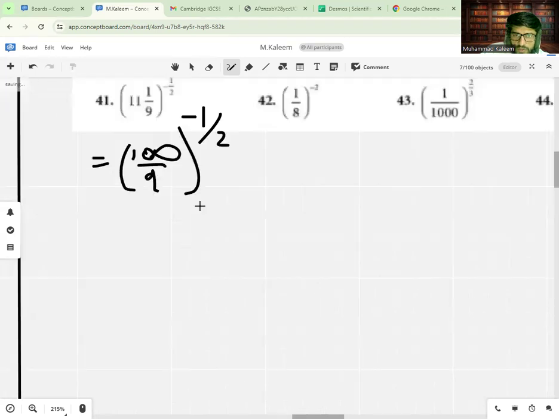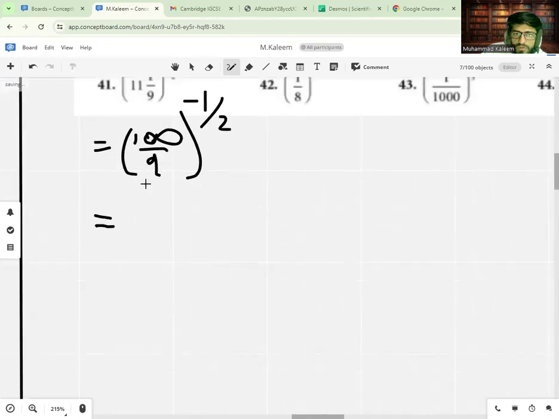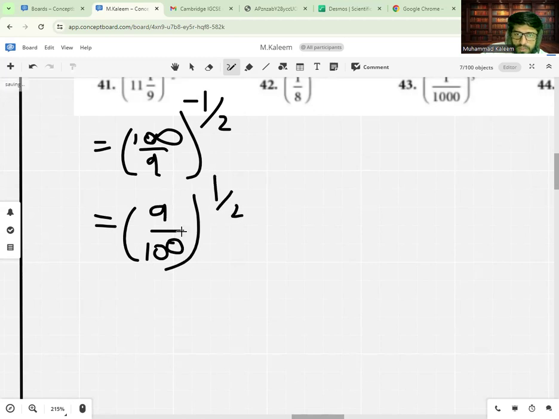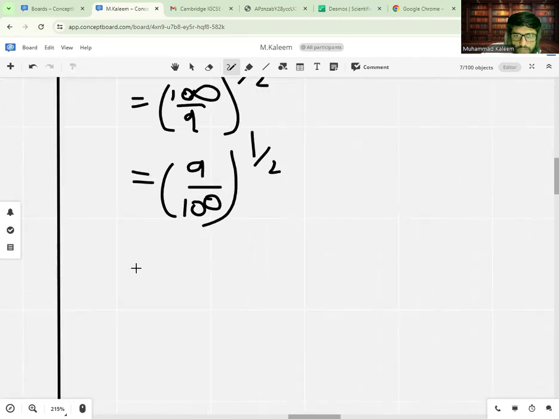There are two ways to simplify this one. The direct way is to just flip the fraction inside the bracket. If you flip the fraction, you have to change the sign of the exponent, so it becomes positive. If you flip it again, you again have to change the sign, so we get the same thing back. After that, we have to apply this 1 over 2 on 9 as well as on 100.